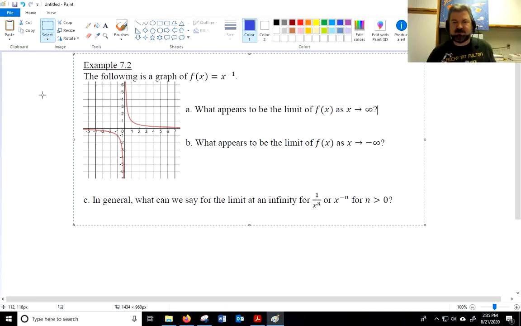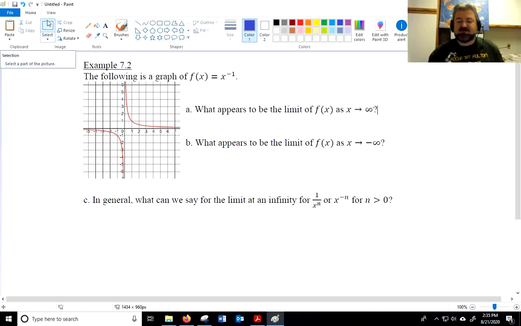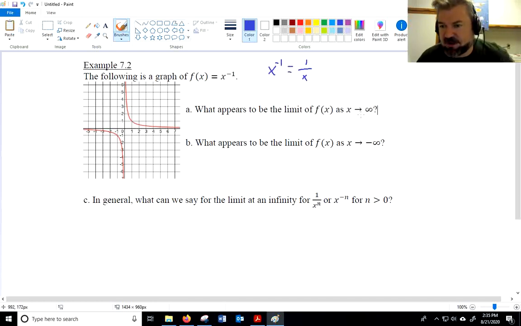All right, in this one, this is a graph of x to the -1. You might be more familiar with seeing it written like this, 1 over x. So remember, x to the -1 power is equal to 1 over x. I want you to start making that connection immediately, because x to the -1 power is a more common way that we're going to write it in this class, just because it makes the algebra a little easier. But we know that it's 1 over x, so it has that 1 over x shape.